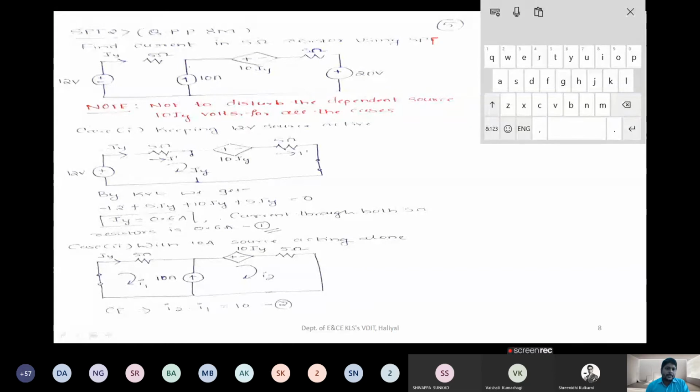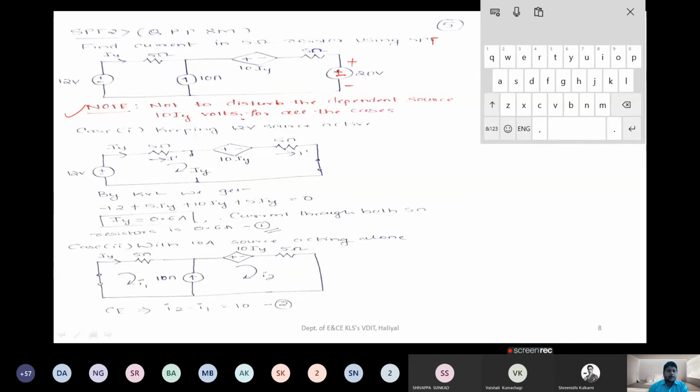5 ohm on the left side, 5 ohm on the right side, and we also have a dependent source. Whenever you have a dependent source, I have written a note here: you should not disturb the dependent source while solving with the superposition theorem. We have already seen this in the theorem discussion, because it depends on some parameter called Iy. The independent sources you keep as they are.